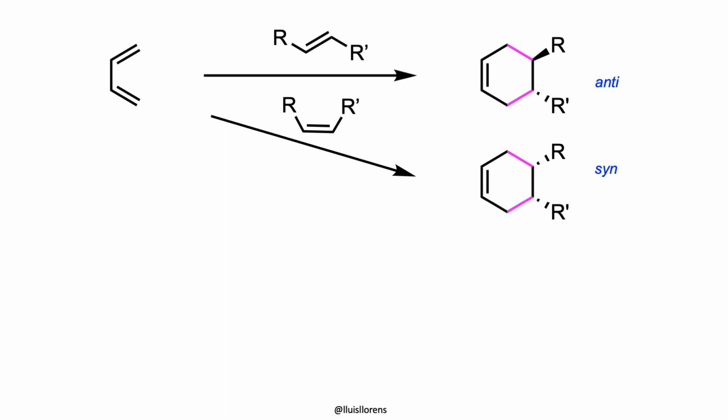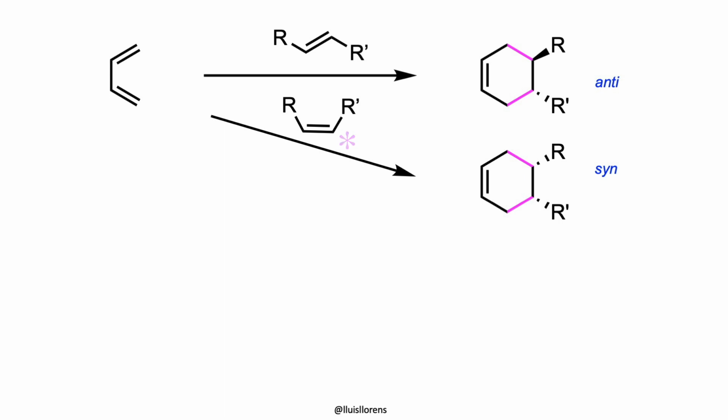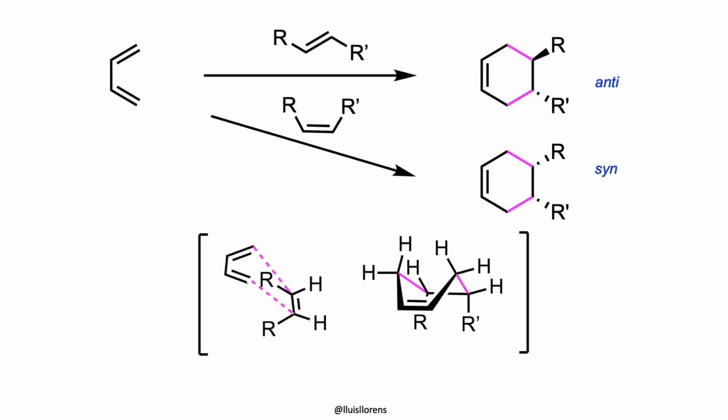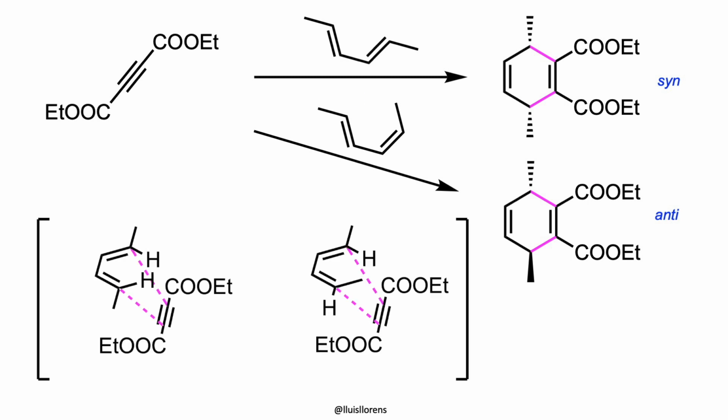When an E-disubstituted alkene is used, the stereochemistry of the two substituents in the product will be anti. But when a Z-alkene is used instead, the stereochemistry in the product will be syn. Similarly, the stereochemical information in the diene is also transferred to the product.